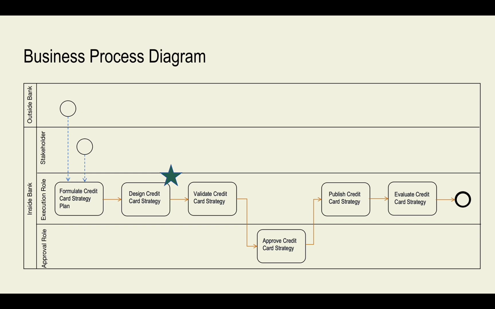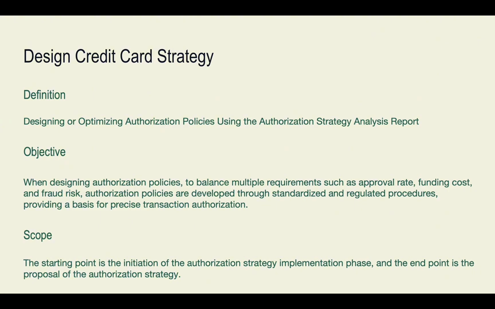The next task is to design credit card strategy. Specifically, this means we will take the existing credit card authorization strategy needs and credit card authorization strategy needs analysis report as a basis, and then design or optimize a specific part of the authorization strategy. Our goal here is to balance the authorization approval rate, funding cost, and fraud risk. In other words, we want to increase transaction success rates, manage funding costs efficiently, and reduce fraud risk at the same time.